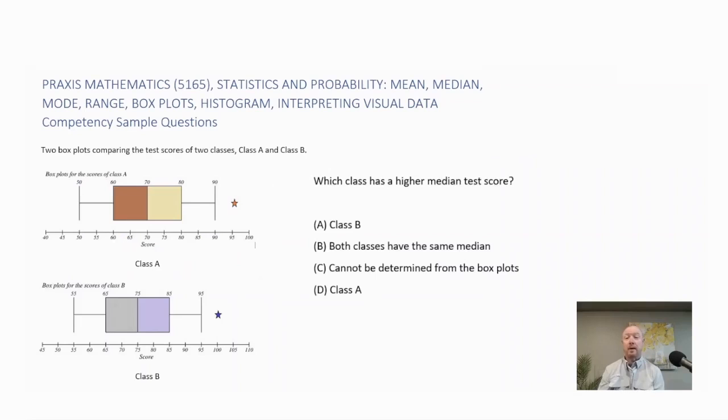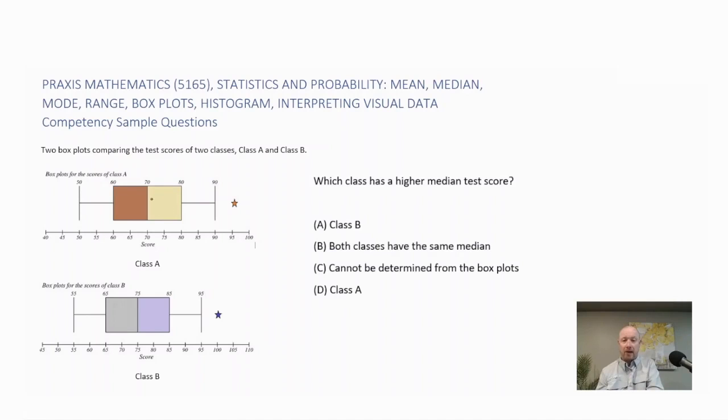Two box plots compare the test scores for two classes, Class A and Class B. Which class has a higher median test score? Is it A, Class B? B, both classes have the same median. C, cannot be determined from the box plots. Or D, Class A. All right, so the median in a box plot is this vertical line that's on the interior of the box.